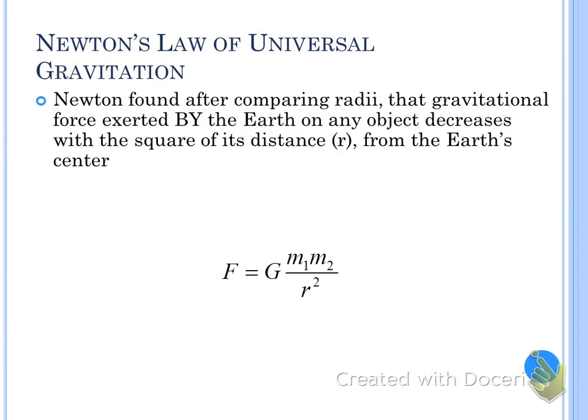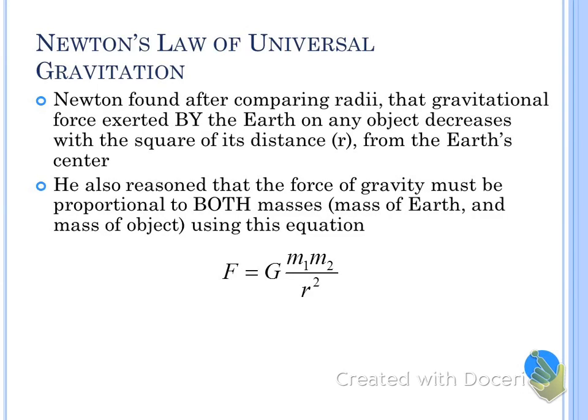So after looking at the radius of the Earth and the radius of the moon, after looking at the gravitational force exerted by the Earth on any object, he noticed that as you increase the distance between the Earth and whatever object you're looking at, the gravitational force decreases. As something gets farther and farther away from the center of the Earth, which is where gravity pulls from, the gravitational force decreases as well.